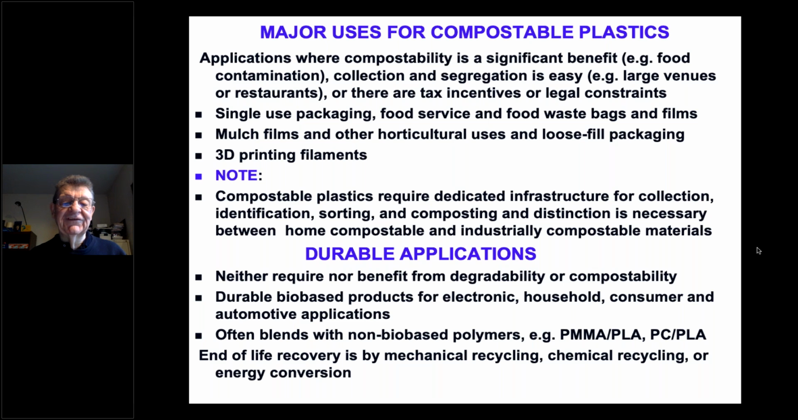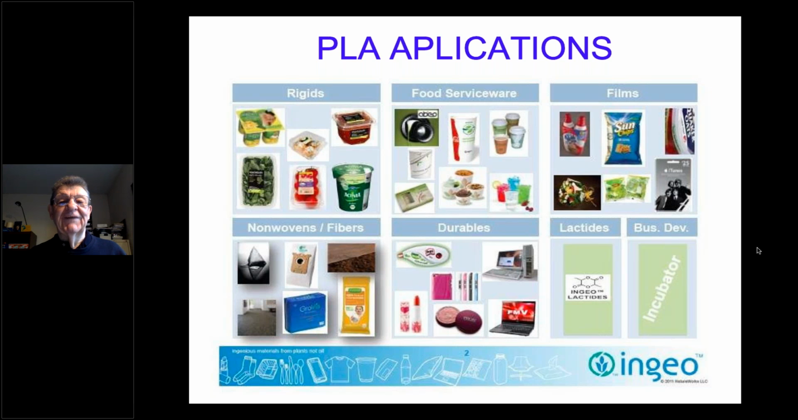PLA now especially is getting into durable applications, nothing to do with whether it's compostable, for electronic and household and consumer, even automotive applications. And there it's often blended with other non-bio-based and non-biodegradable polymers like PMMA and polycarbonate. Here are some applications for PLA. You can see rigid packaging, flexible packaging, food service ware, fibers, and all kinds of durable products.